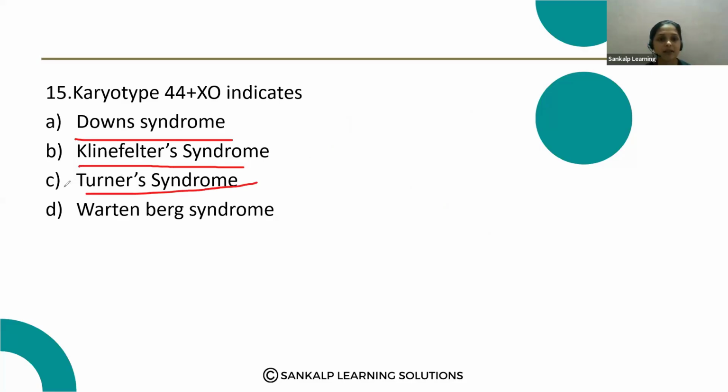Here the correct answer is Turner's syndrome. Option C is the correct answer.